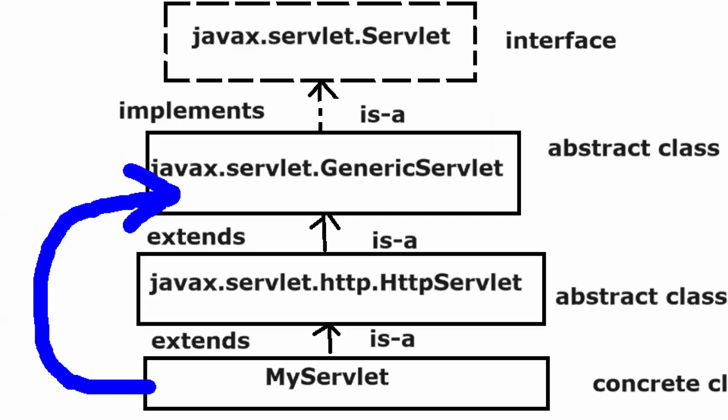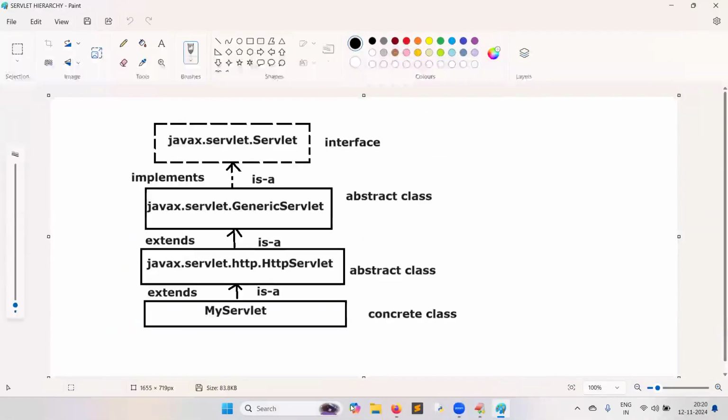One question. If our servlet is extending generic servlet, is it eligible to act as a servlet? Yes. The reason is generic servlet is inheriting from the servlet interface. At the top of the hierarchy, the servlet interface should be there. Then only your class is eligible to act as a servlet. That is the condition. Since your class is inheriting from generic servlet, is it eligible to act as a servlet? Definitely, because generic servlet inherits the servlet interface. Good.